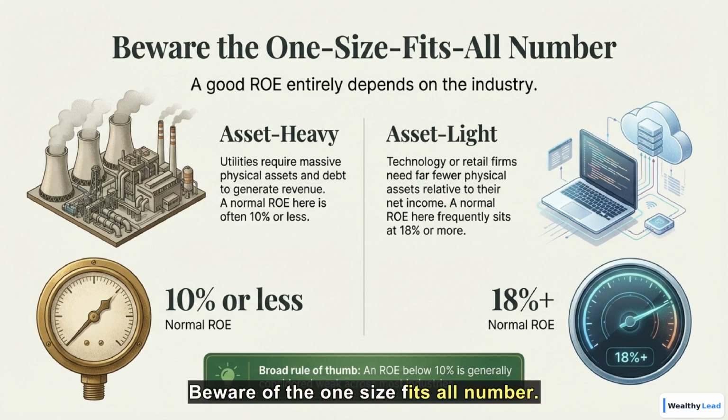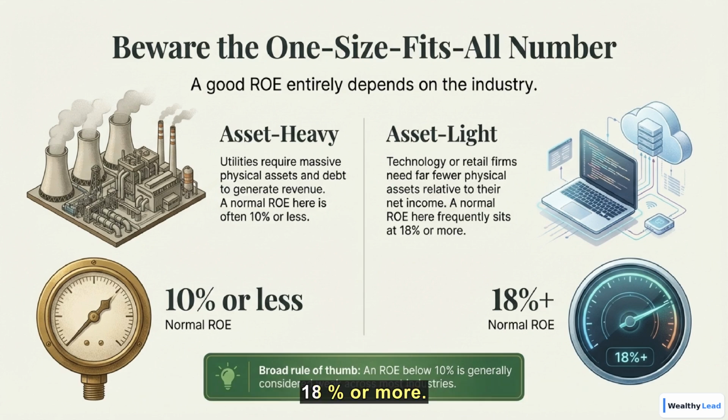Beware of the one-size-fits-all number. A good ROE depends on the industry. Asset-heavy industries, like utilities, often have a normal ROE of 10% or less. Asset-light firms, like technology, frequently see 18% or more.